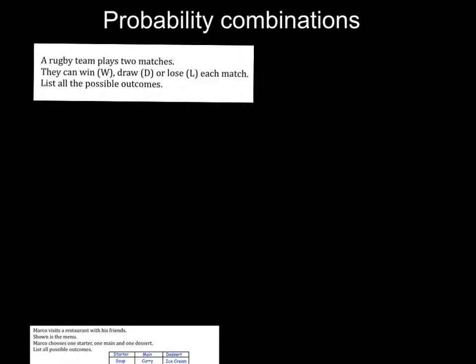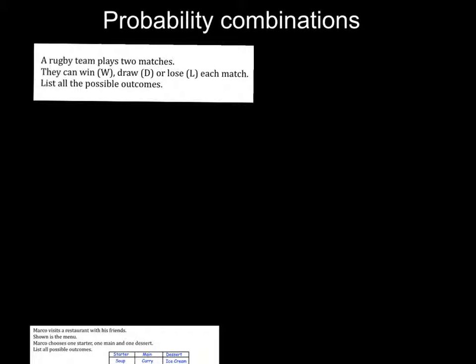Okay, so probability combinations. We've got a rugby team that plays 2 matches. They can either win, draw or lose each match, so W for win, D for draw or L for lose. List all the possible outcomes.